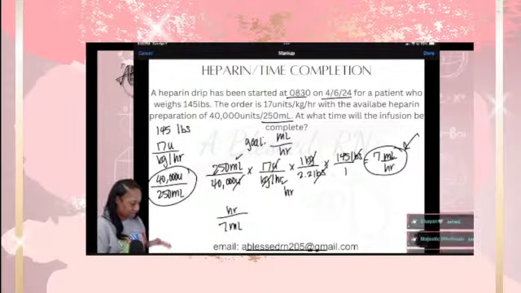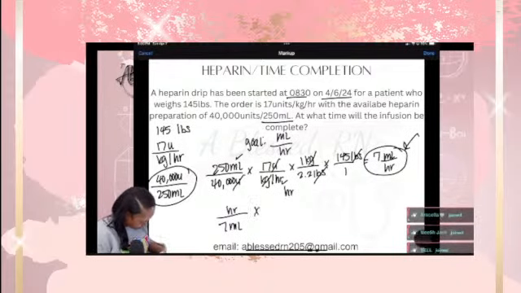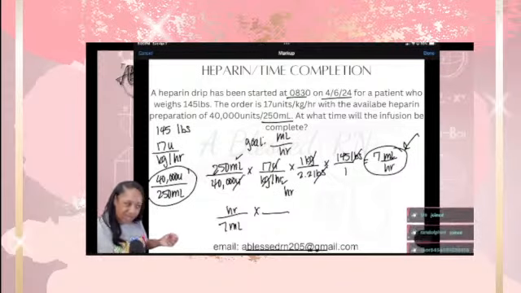Y'all, I be kind of paranoid sometimes. I have to enter it in the calculator like 50 million times. Do y'all do that too? Like, wait a minute.